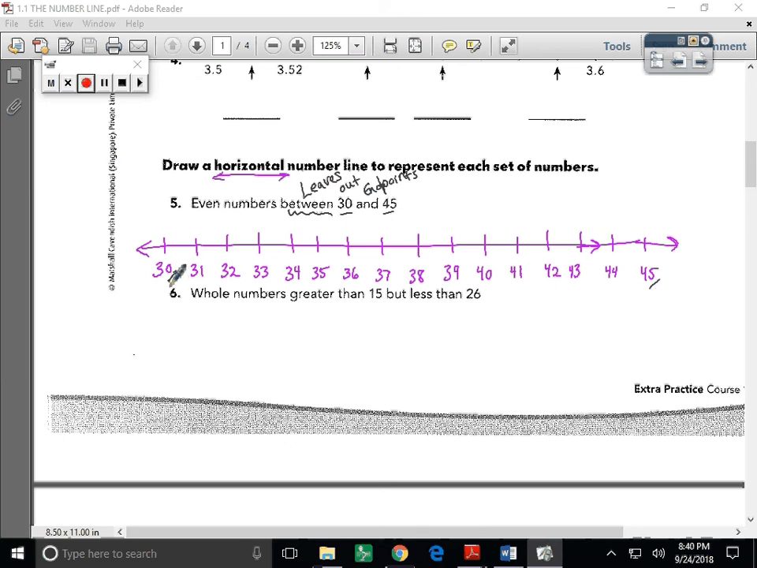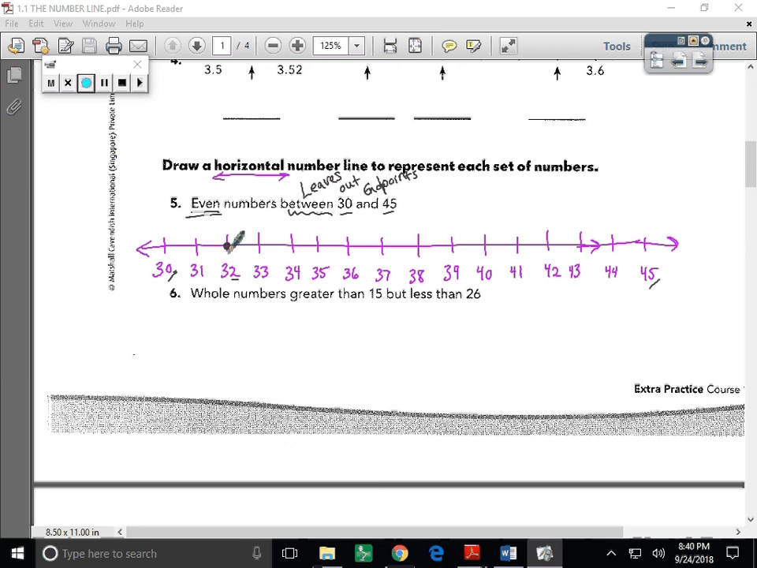But now we have to dig a little bit deeper because this had a second magical word to it where it says even. I only want the even numbers between 30 and 45. So let's get ready to put some points on. Is 31 even? The answer is no. It is between 30 and 45, but it's not even, so let's skip it. How about 32? Oh yeah, numbers that end in 2, 4, 6, 8, or 0 are even.